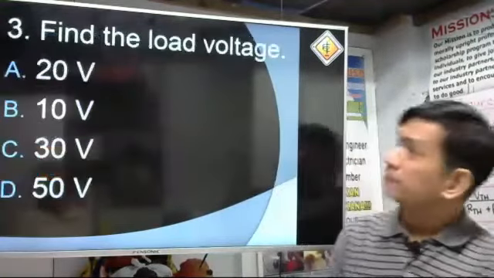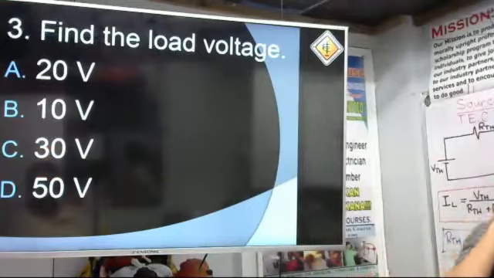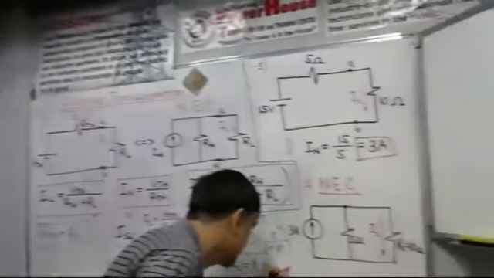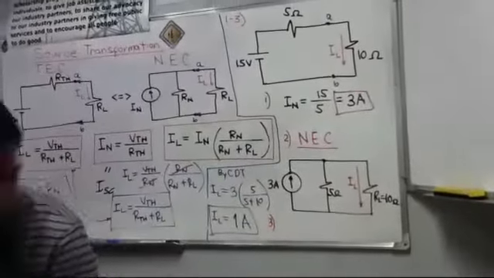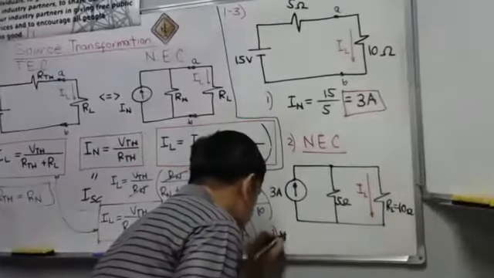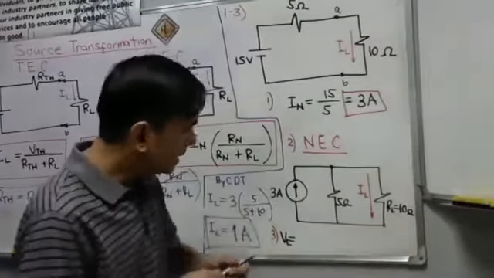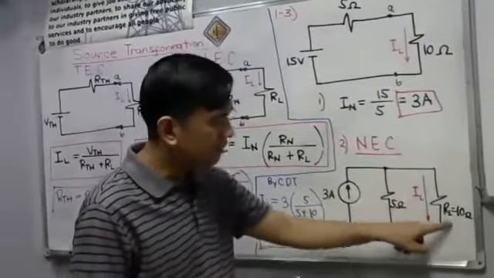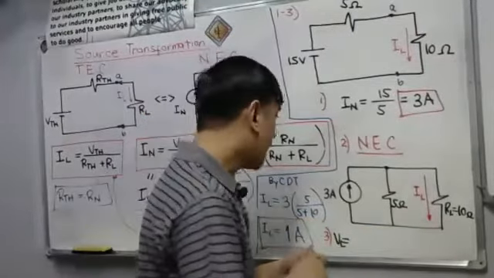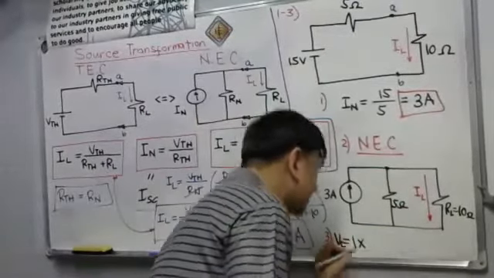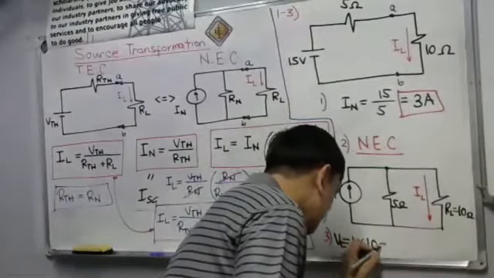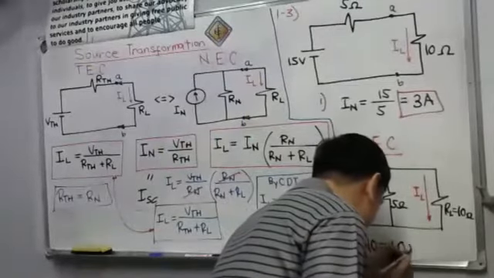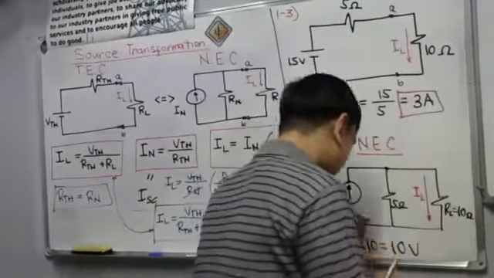So, let us have now number 3 problem. Find the load voltage. This is very easy. Our load voltage, VL, is basically the voltage at the load here. It is simply equal to IL multiplied by RL. Our IL is only 1 ampere times 10 ohms. Calculator, 1 times 10. By the way, it's just 10 volts.